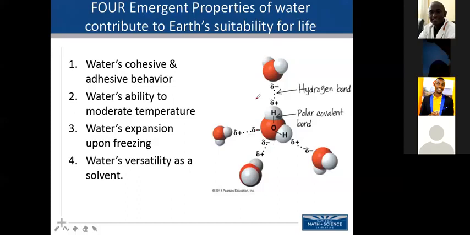So these 2 negative charges will attract the 2 slight positive charges of hydrogen. Hence, 1 water molecule is able to attract 4 other water molecules because of this slight charge here and the other slight charge here.